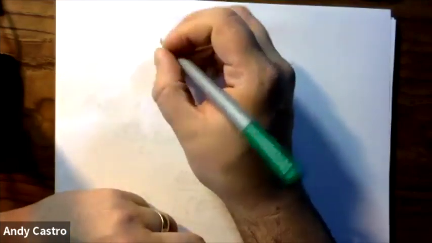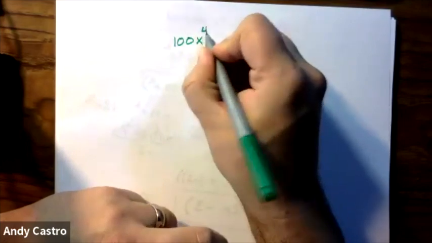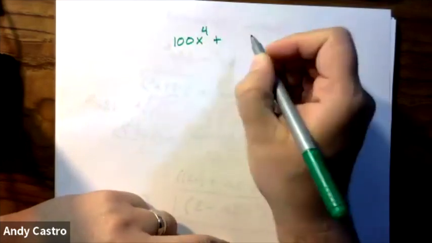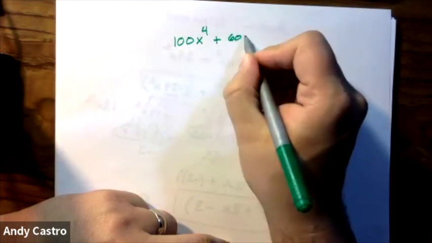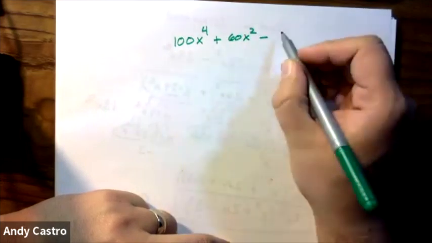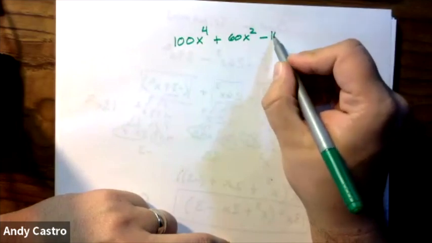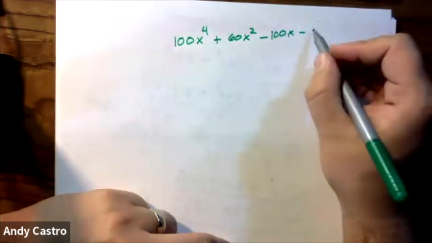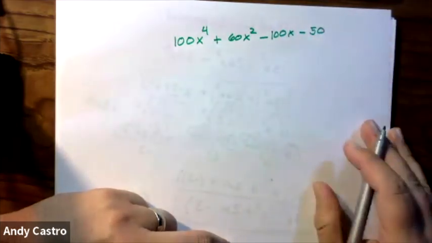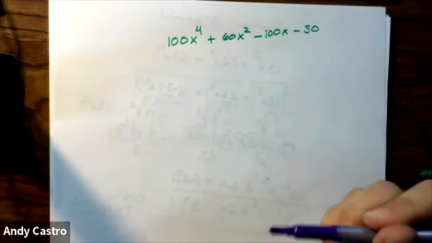Okay, let's do 100x to the 4th plus 60x squared minus 100x minus 50. All right. So let's go ahead and name this polynomial.